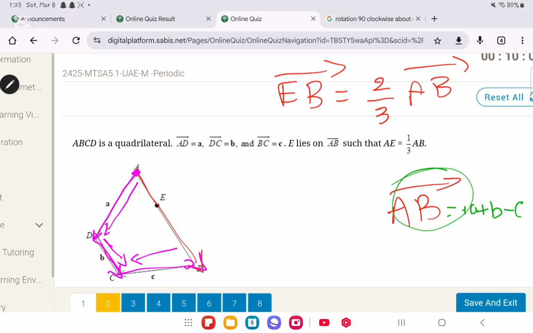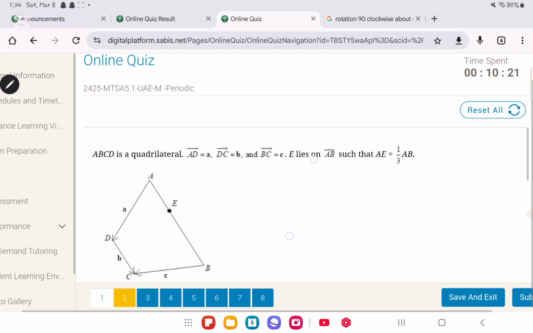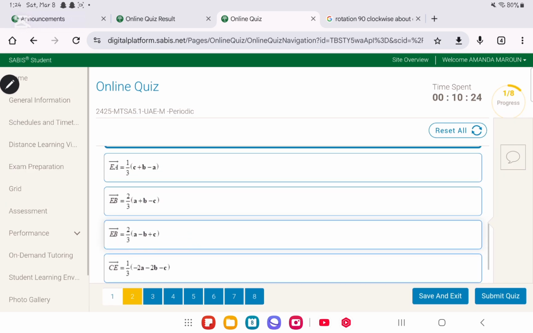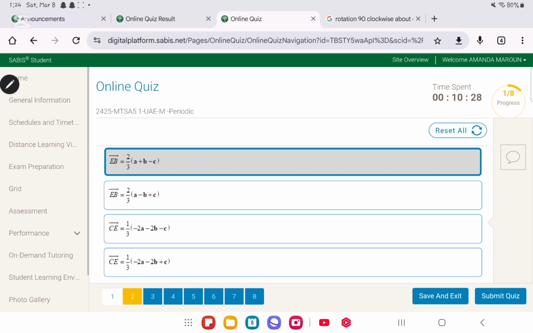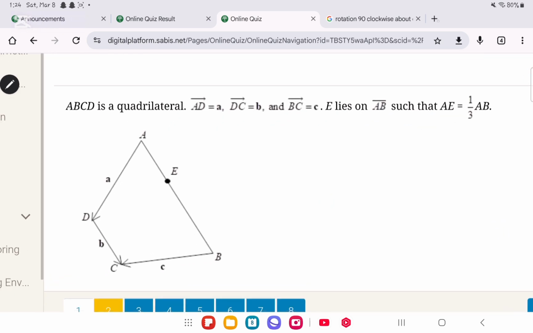So now that we have the value of AB, we can find the value of EB. EB is very simply equal to 2/3 of AB, and we found AB, which is A plus B minus C. So very simply, EB is 2/3 times A plus B minus C. So it's going to be this one over here. Now, finally, they want us to look for CE. What is the value of CE?